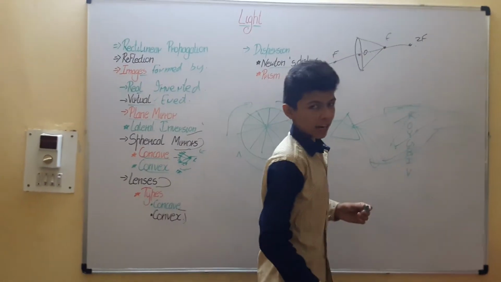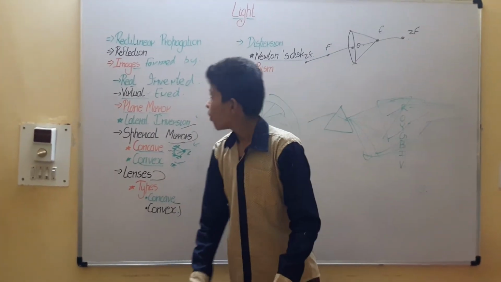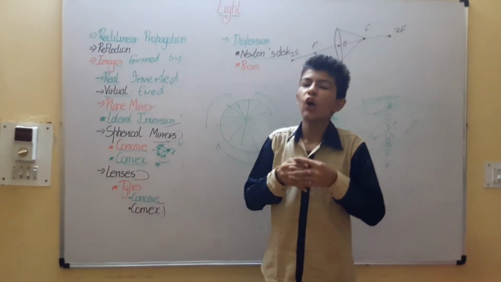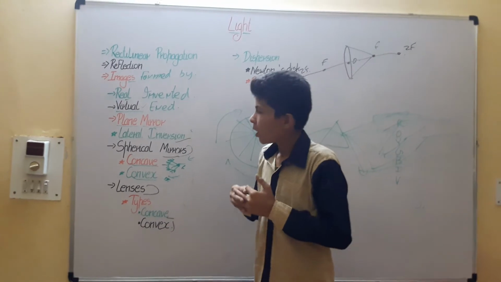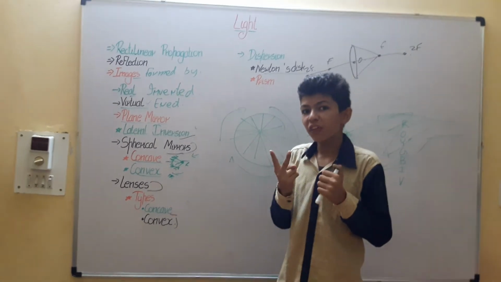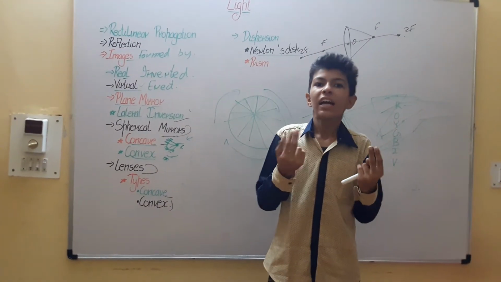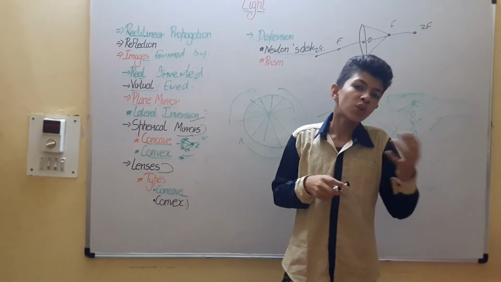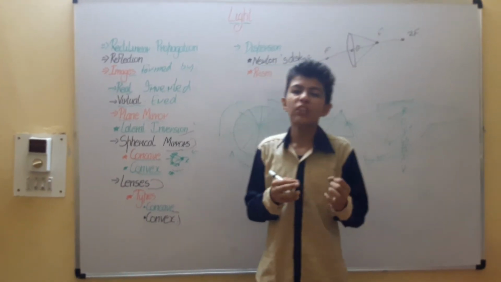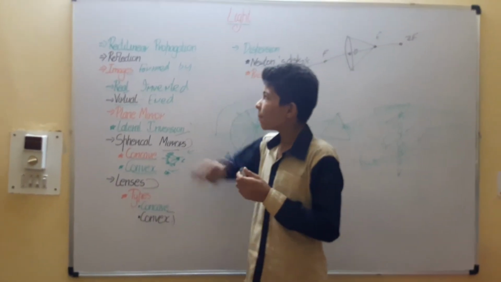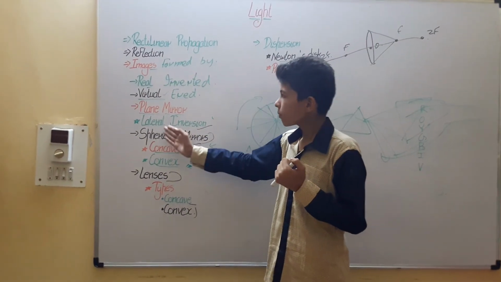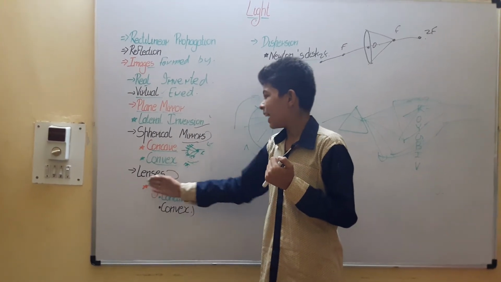So let's summarize what we have learned today. First, we learned about rectilinear propagation, which means that light always travels in a straight line. Then we learned about reflection, and the two types of reflection: diffuse reflection and smooth reflection, which take place on bumpy and smooth surfaces respectively. Then we learned how a mirror is formed and its parts. Then we learned about the different types of images, and the images formed by the plane mirror, spherical mirrors, and lenses.